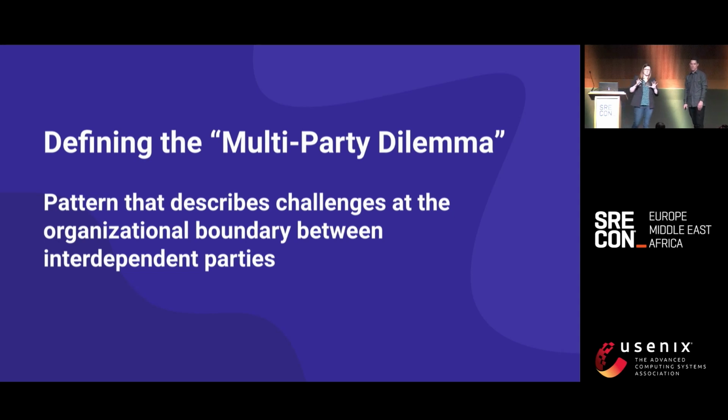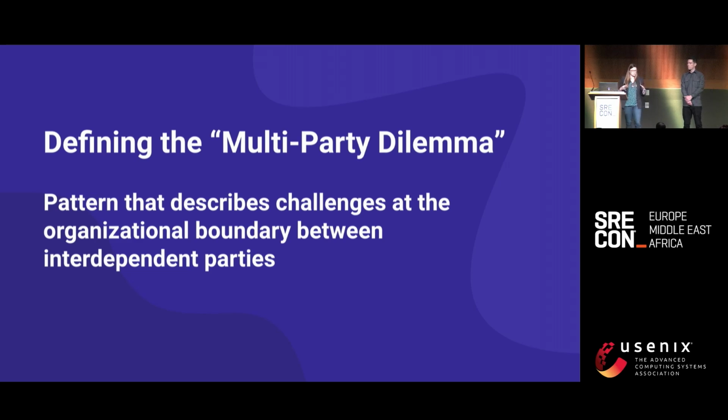So I think what Alex has hinted at, y'all are probably getting an idea of what we mean when we say multi-party dilemma just from the questions he asked. We wanted to ground in a bit of an academic definition as well. So the multi-party dilemma is a term that we first heard John Allspaw and Dave Woods use in about 2021, to describe this dynamic that Alex and I had talked about at our respective companies.